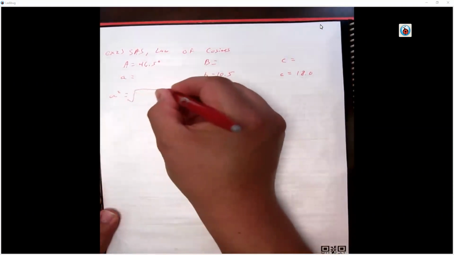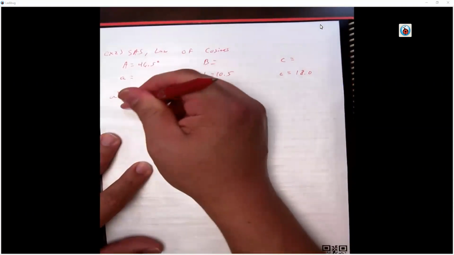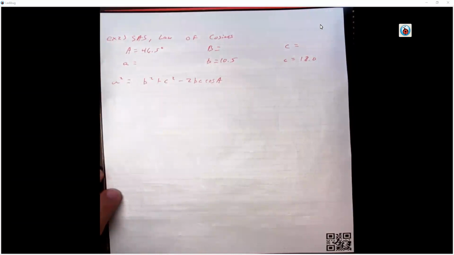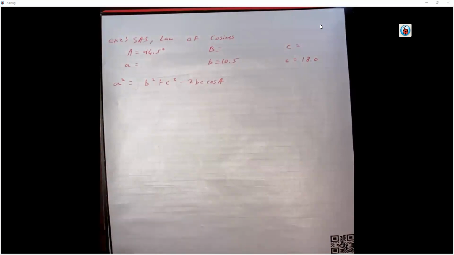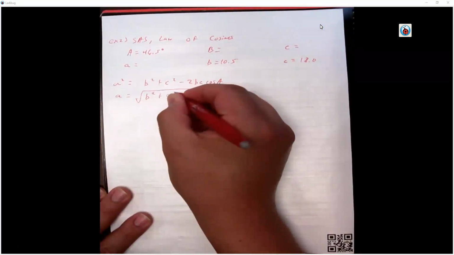The formula I gave you on Wednesday: A squared was equal to B squared plus C squared, minus 2BC cosine capital A. Then take the square root, either at the end or right now. And that's it. Plug it all in.